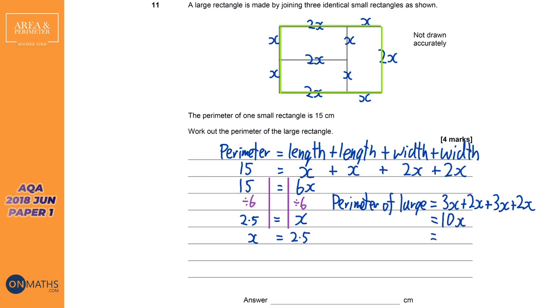And we know that X is 2.5, so it'd be 10 times 2.5, which will hopefully equal 25. So our answer will be 25.